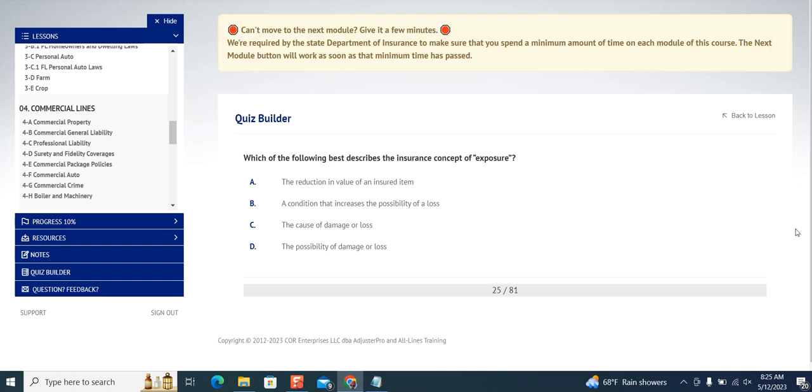Which of the following best describes the insurance concept of exposure? One of them definitions that Andrew don't know. The reduction in value of an insurable item, the condition that increases the possibility of a loss, the cause of damage or loss, the possibility of damage or loss. Oh my God. Best describes the insurance concept of exposure.